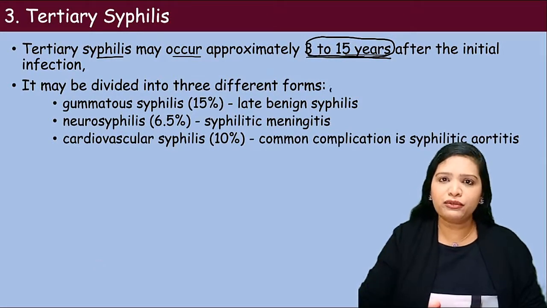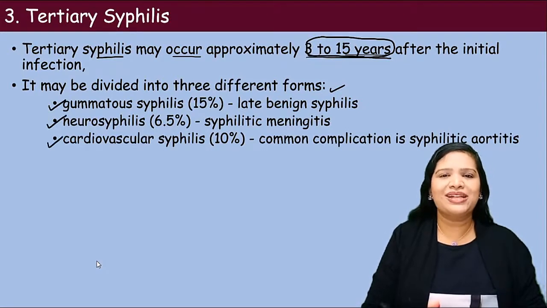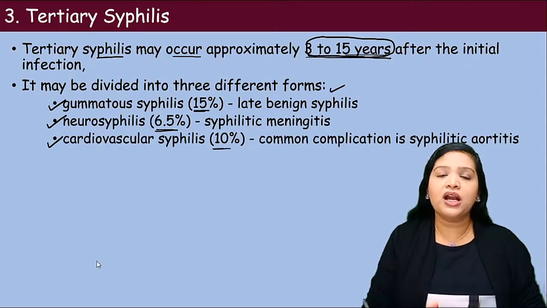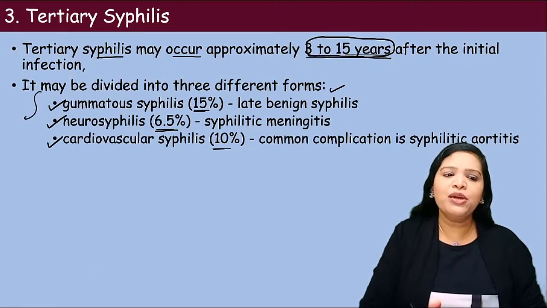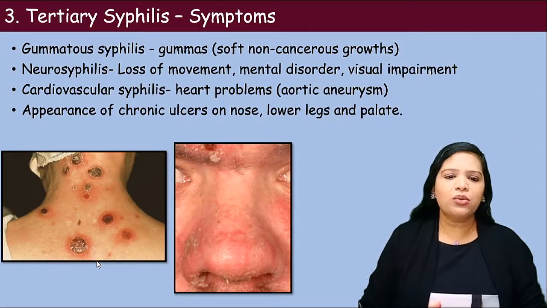So what are the different forms of tertiary syphilis? Gummatous syphilis, neurosyphilis, and cardiovascular syphilis. Gummatous syphilis appears in 15% of people, neurosyphilis in 6.5%, and cardiovascular syphilis in 10%. Any one of these could appear seriously in the tertiary stage. Let us see what these are.